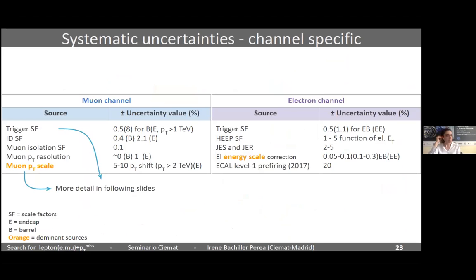Yeah. So it's slightly different, the use of the energy scale in the electron channel, because in this channel they already correct the energy scale.